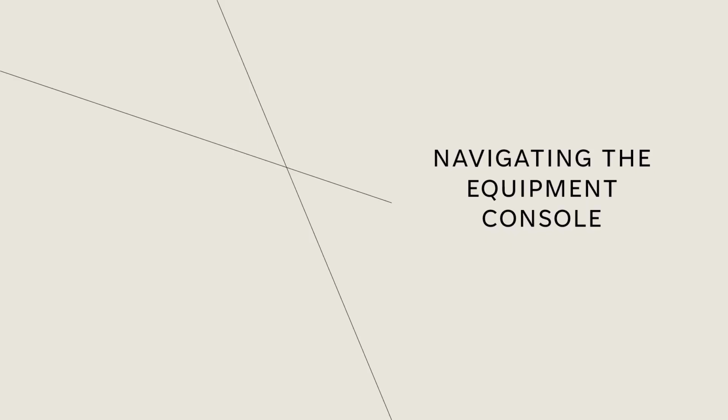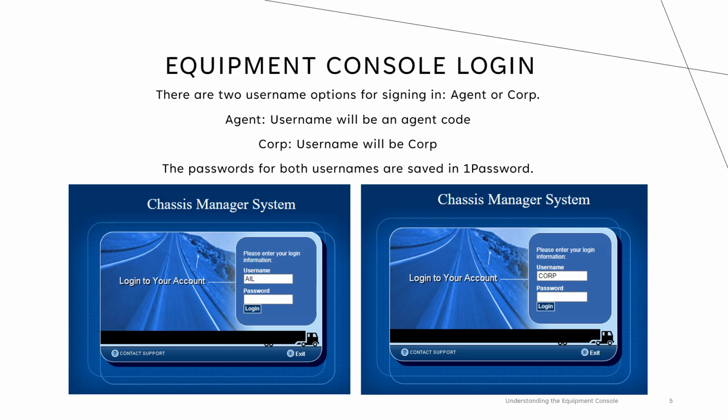So let's dive in and check out the equipment console. As you can see, signing into the equipment console is very similar to signing into the agent portal. You have two username options. You can sign in with an agent code or with the Corp login. Me personally, I prefer to sign in with the Corp login.